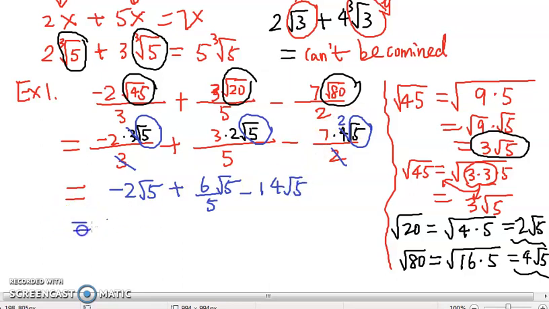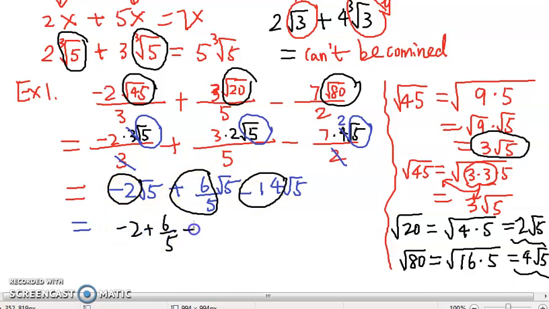And now when we combine like terms, again, remember we don't have to change the radical 5. Treat the radical 5 as a variable. We just need to add or subtract the numbers in front of them. So this is like doing negative 2 plus 6/5 minus 14. When you get the answer, you just attach that square root of 5 in the end. Okay, so now let's work out the fraction part.